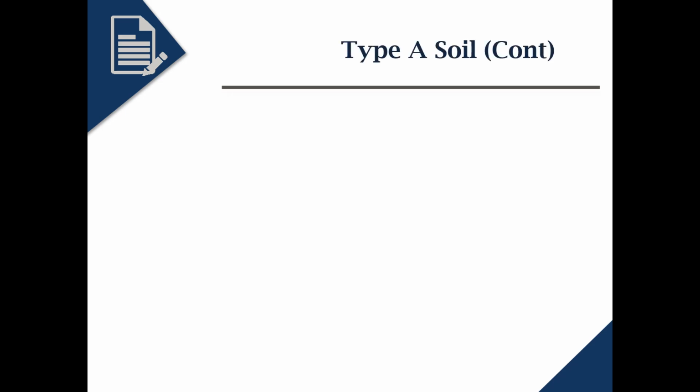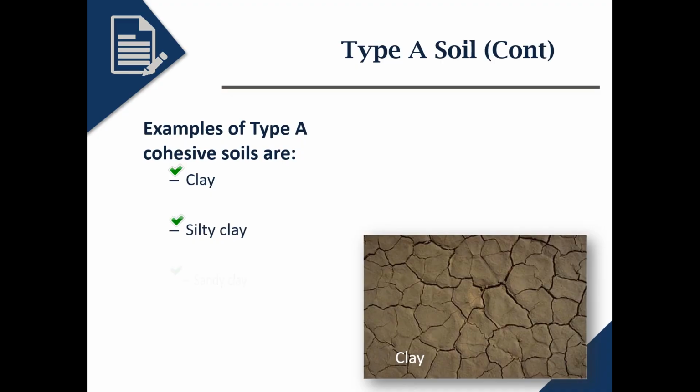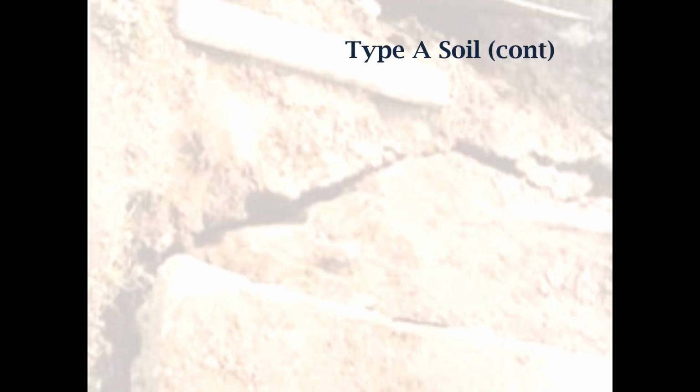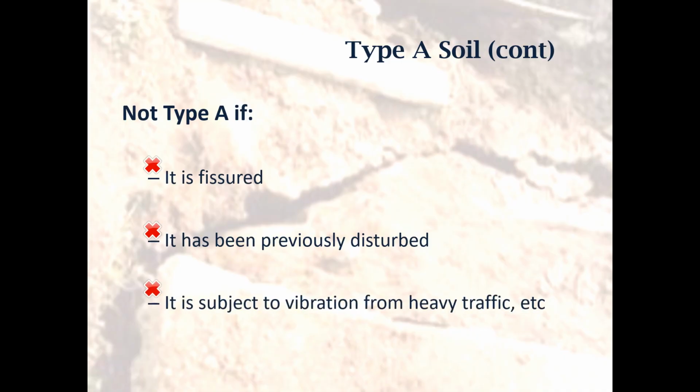Examples of type A cohesive soils include clay, silty clay, sandy clay, clay loam, and in some cases, silty clay loam and sandy clay loam. The thing to remember is that even if soil has high clay content and is most plastic when moist, it cannot be classified as type A if it is fissured, it has been previously disturbed, or if it is subject to vibration from heavy traffic.